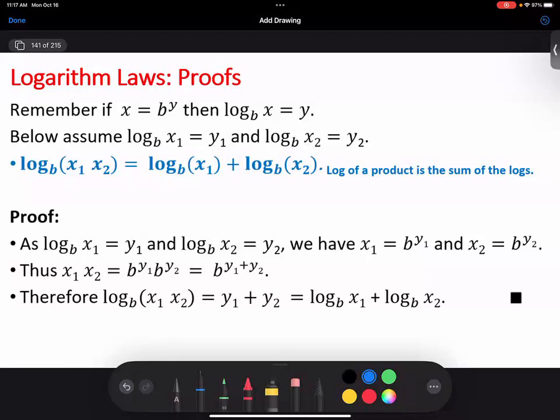And now we use the exponent law. The product of two exponentials is the exponential of the sum. So b to the y1 times b to the y2 is b to the y1 plus y2. And now by the definition of logarithms, the log of the product is just going to be y1 plus y2, and I substitute.